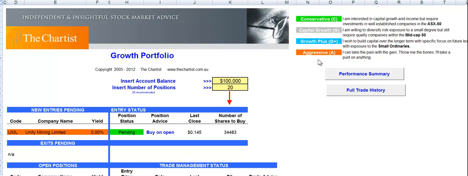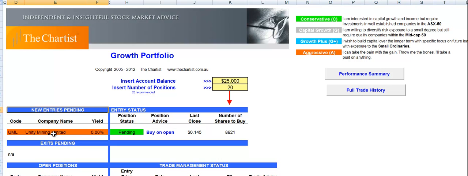Now you can see here that you simply put in your account balance. We just use a default account balance of $100,000, but let's assume you've got a $25,000 account. So you put in your account balance, and we strongly recommend that you stick to the 20 positions, again exactly as what is discussed in Unholy Grails, and it will calculate for you automatically how many shares to buy the next day.